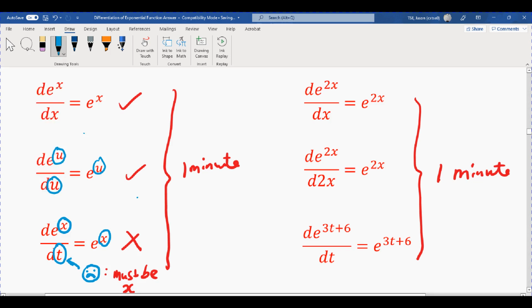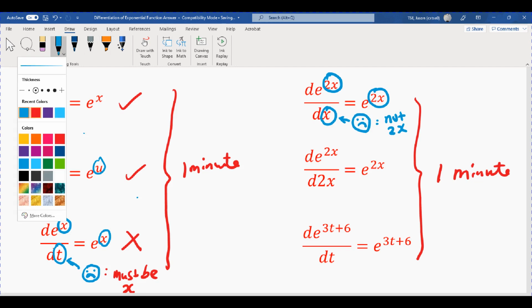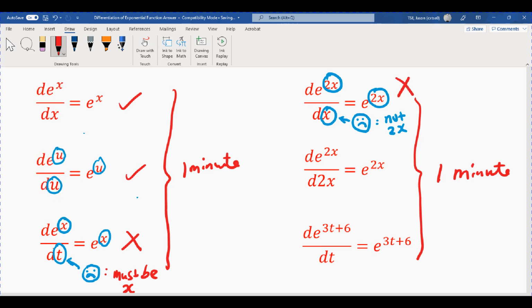Okay, let's see. How about the first one? What's your opinion? So that's 2x, and this is an x. Are they the same? Yeah, both are x. And this is 2x. What do you think? All right, so the problem is here. It's not matched, again because it's not 2x. So it's not good. So I would say this is wrong.